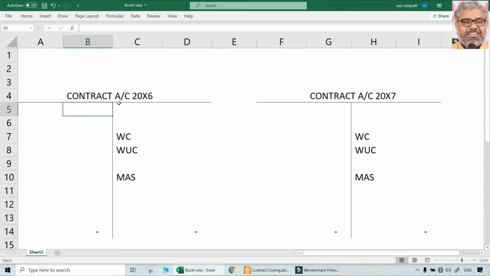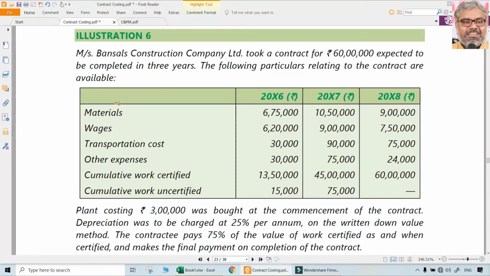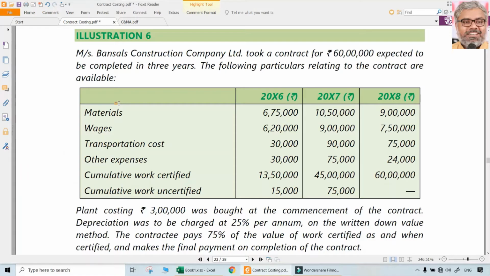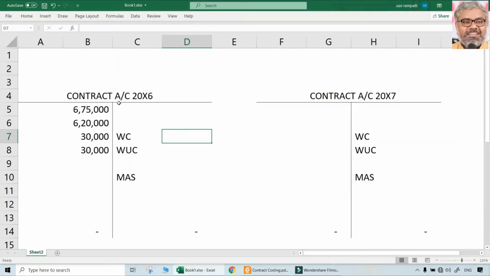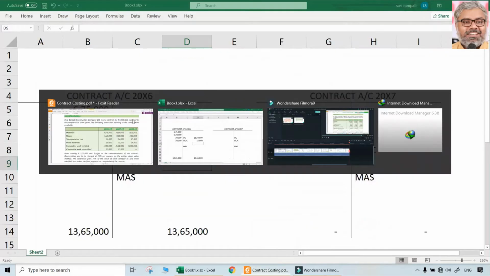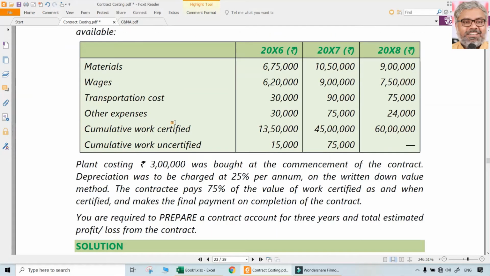Materials is 6,75,000. Copy paste only. 6,20,000 wages. Transportation cost 30,000. Other expenses 30,000. Work certified cumulative is 13,50,000. Work uncertified, we have to assume it is at cost only because nothing is given. Normally, work certified is value, work uncertified is cost. So 13,50,000 and 15,000.